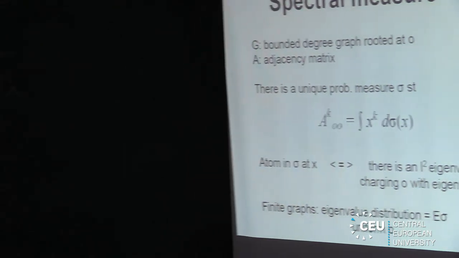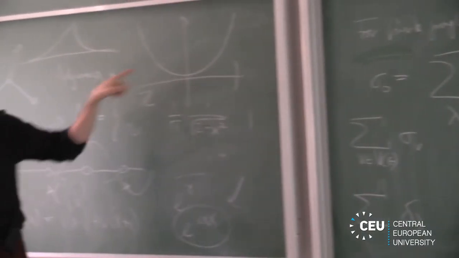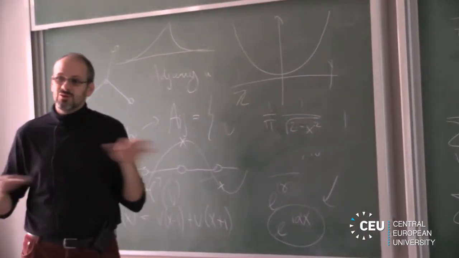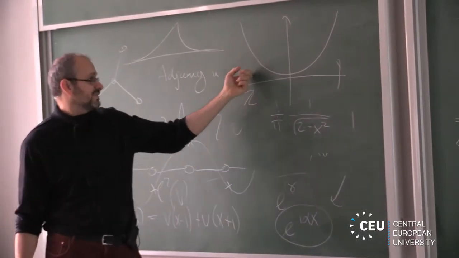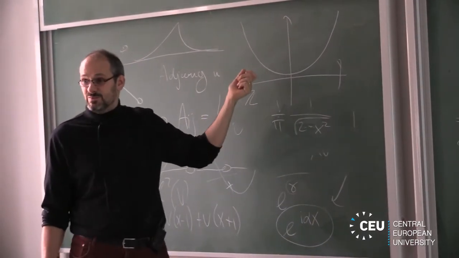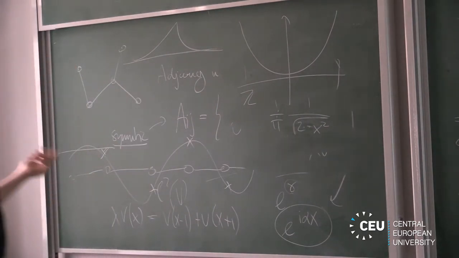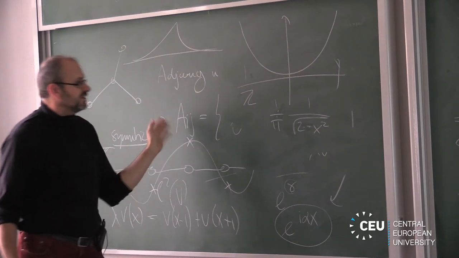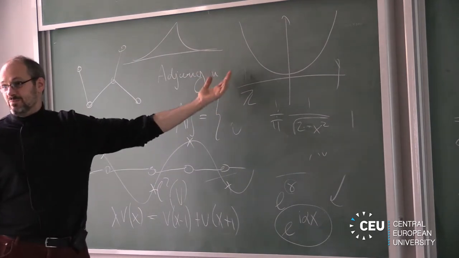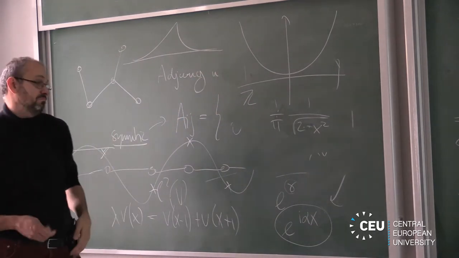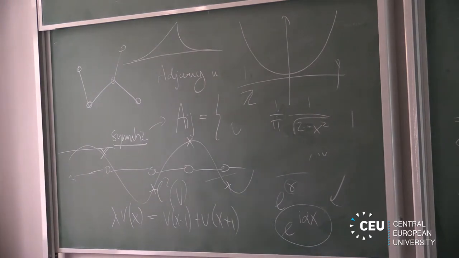Notice that for Z, for example, it follows from this correspondence and from the measure that I told you that there are no eigenvectors, because this has no atoms. Of course, it's a continuous measure. And this is at O, but that is translation invariant, so all the spectral measures are the same at every vertex. So there are no eigenvectors charging any vertex, so there are just no eigenvectors, period.